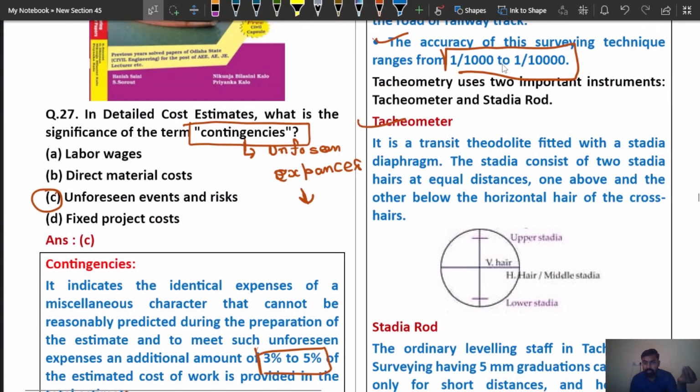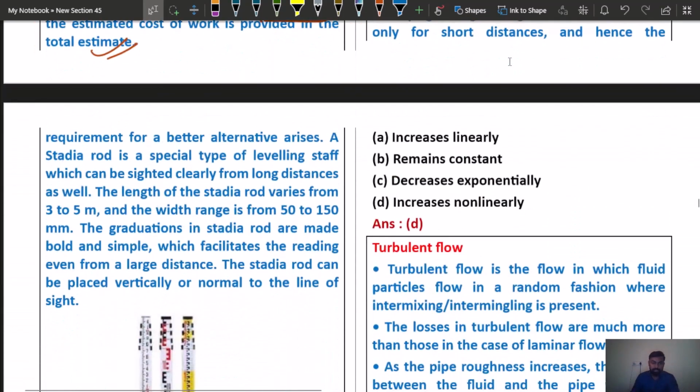One is tachymeter. Tachymeter is a transit theodolite fitted with stadia, one upper stadia and other lower stadia, and a stadia rod is provided for measuring the vertical heights. The height of the stadia rods is 3 to 5 meter, and width ranges from 50 to 150 mm.